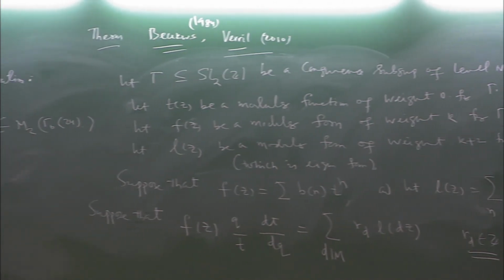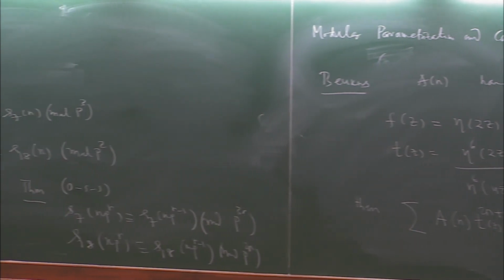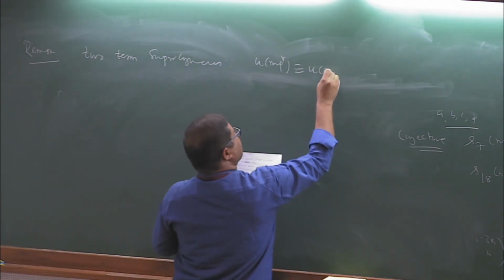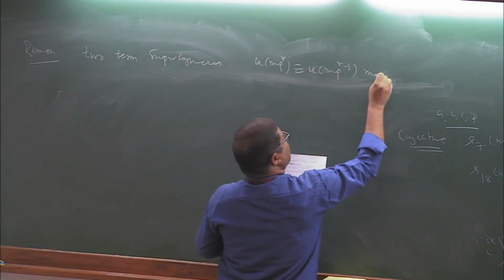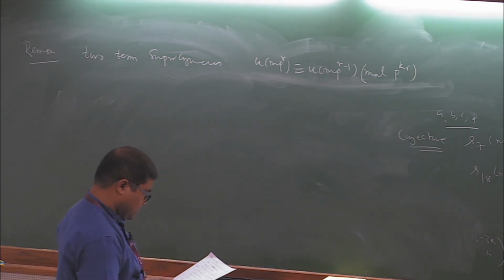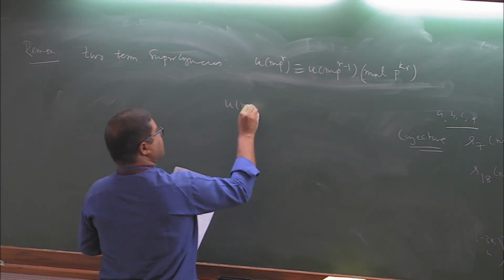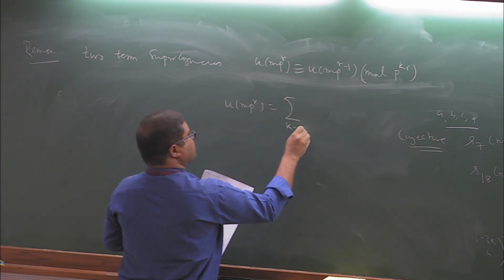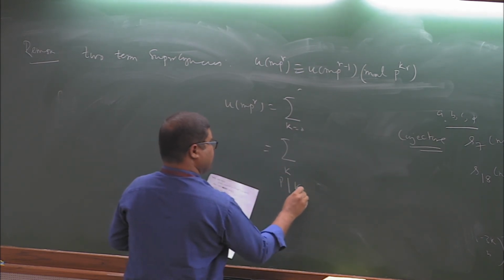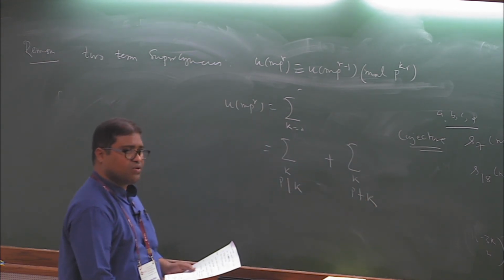So these two-term supercongruences I mentioned earlier, namely congruences of the type u(mp^r) is congruent to u(mp^(r-1)) modulo p to the power kr, whatever I wrote earlier. The basic way of proving is that you write u(mp^r) as a sum over k from 0 to something. We split it into two parts: the k with p dividing k, and the sum over k with p not dividing k, p being the prime we are looking for.